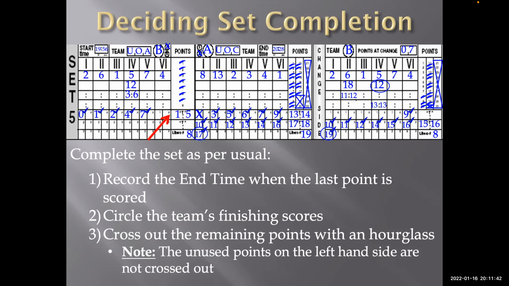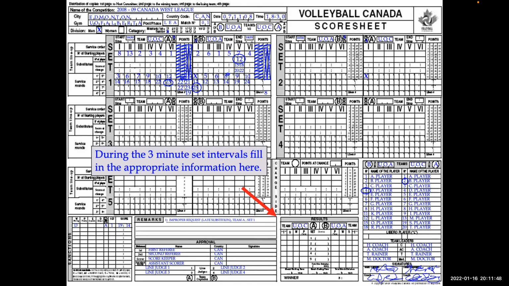Okay, that's good. So the results. At the bottom of the box, in between the approvals and the roster, is a box for results. In between the two sets, the end of set 1 and the beginning of set 2, or set 2 and 3, you're going to fill in this results box.